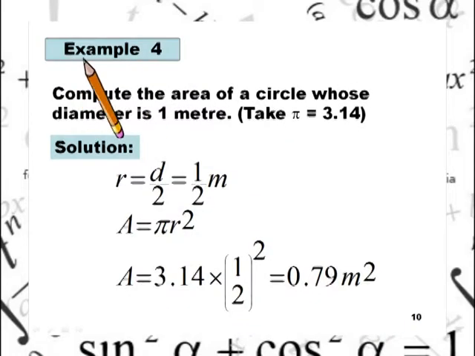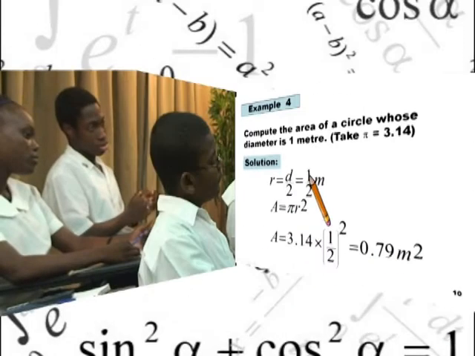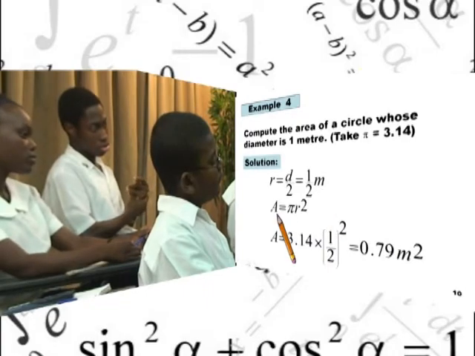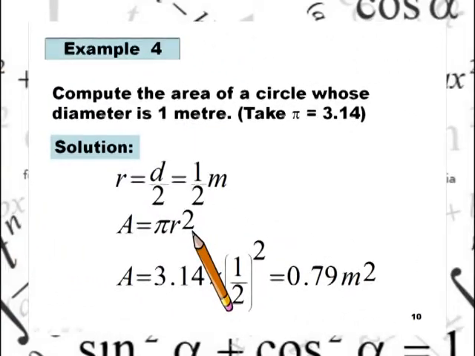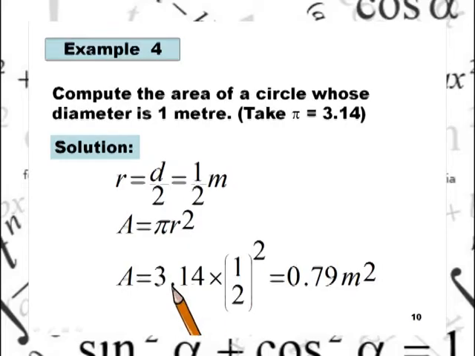R is equal to the square root of 396 by 7 divided by 22, and that is equal to 11.22 meters. Example 4. Compute the area of a circle whose diameter is 1 meter. Take pi equals 3.14. Solution. R equals D divided by 2, that's half of a meter. A is equal to pi r squared. A is equal to 3.14 by a half squared, and that's equal to 0.79 meters squared.